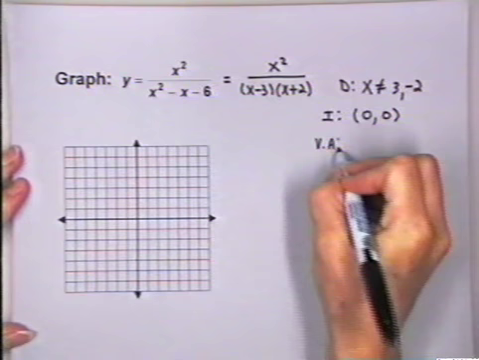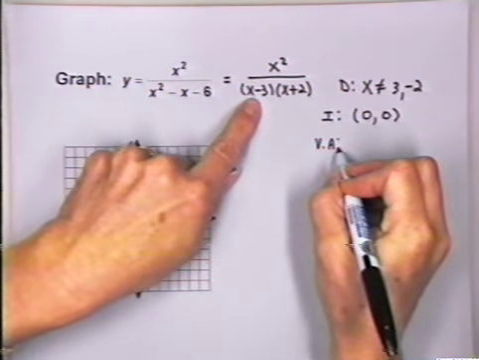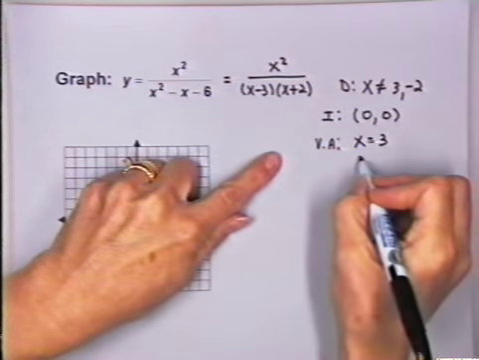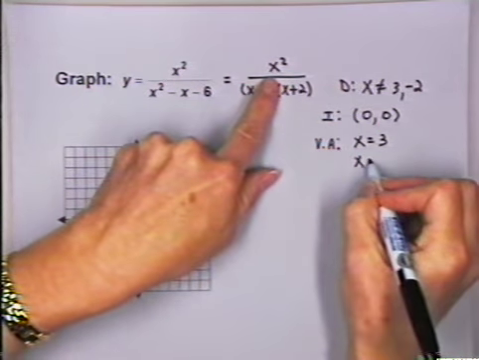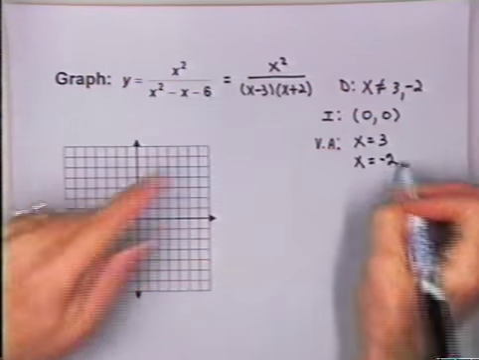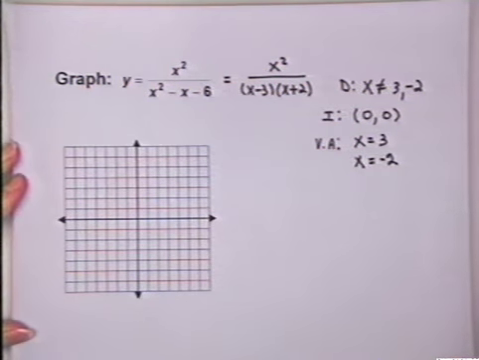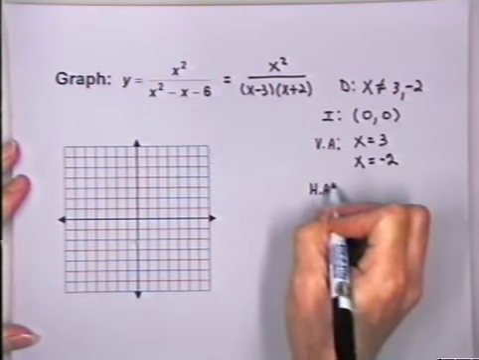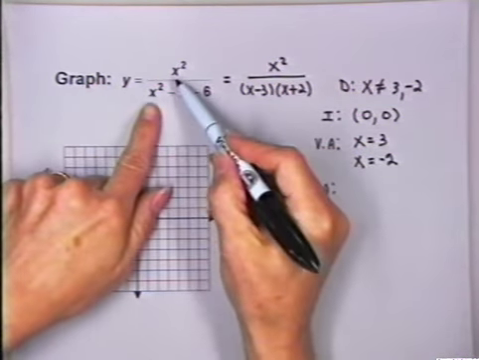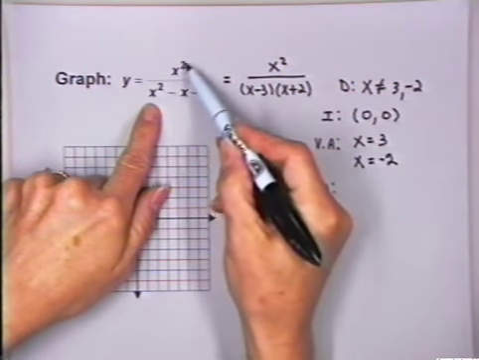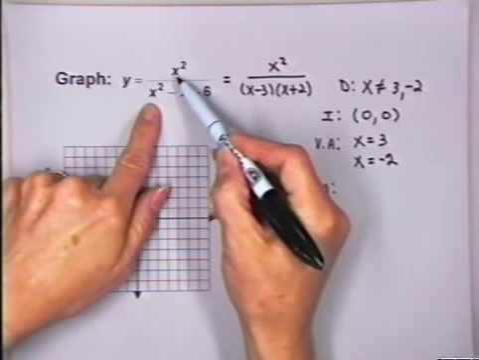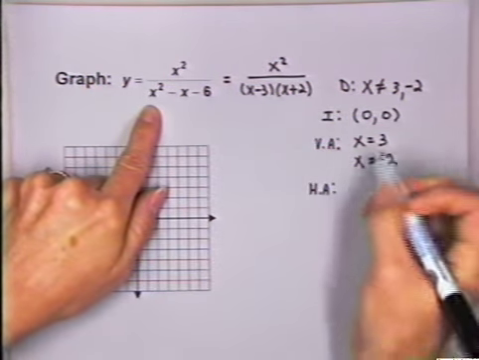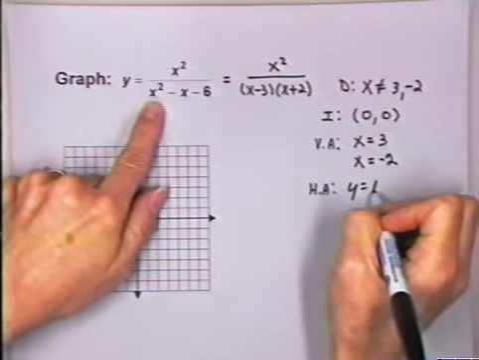Vertical asymptotes. 3 makes the denominator 0 but not the numerator, so x equals 3 is a vertical asymptote. Negative 2 makes the denominator 0 but not the numerator, so x equals negative 2 is also a vertical asymptote. Horizontal asymptote. My largest power of x in the denominator is x squared. I also have x squared up here. What are those coefficients? 1 over 1. So y equals 1 over 1, y equals 1.